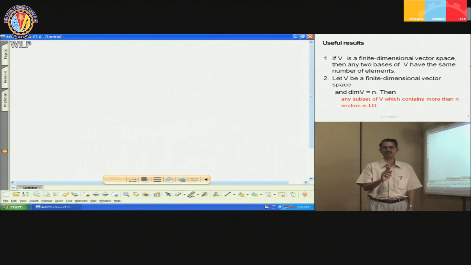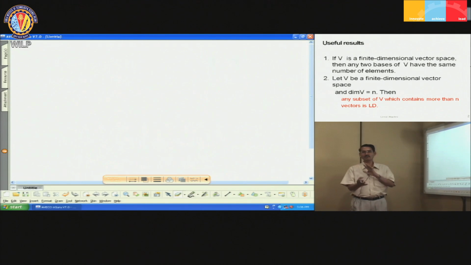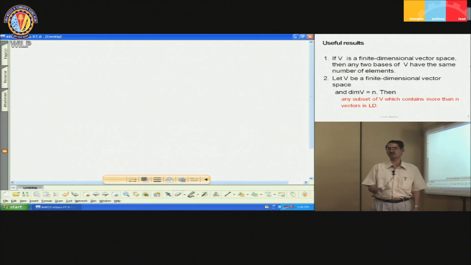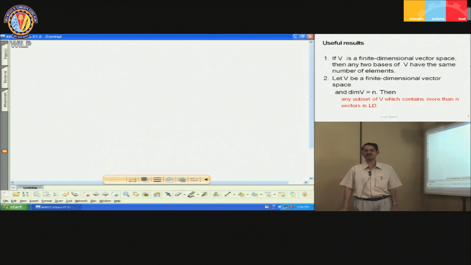What is the meaning of this? Look at here, dimension is unique, basis is not unique, means what? Number of elements in the basis is unique, but the basis is not unique. For a vector space, you can have infinite number of bases, but the number of elements in each basis for a special vector space cannot be different, it must be same.